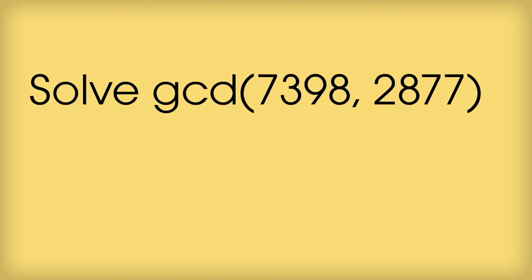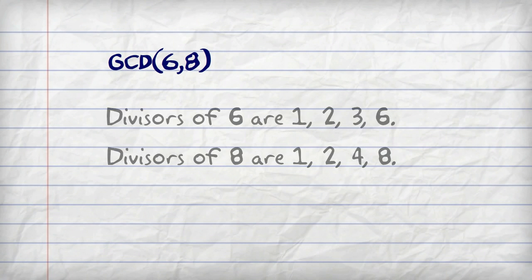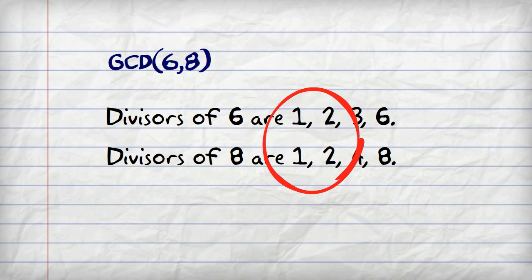Before we solve the problem, a couple of comments about the GCD. If we look at the GCD of 6 and 8, well, the D tells us to look at the divisors, which you can see here for both 6 and 8. The C stands for common, so we look for common divisors, which in this case are 1 and 2, and G stands for greatest, so we look for the greatest common divisor, which is 2.